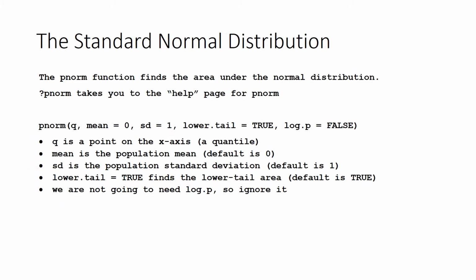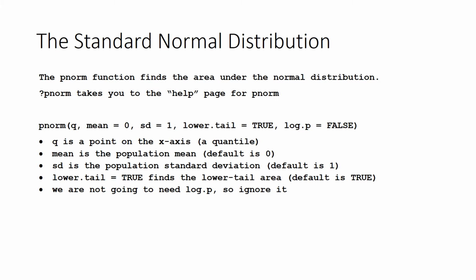Let's look more closely at pnorm. The name of the function is pnorm, and the values inside the parentheses are called arguments. The first argument is q. This stands for quantile, and it's a value along the x-axis. The second argument is the mean, and it equals 0. This is the default value for the mean, so if you leave this argument out, R will automatically use mean equals 0. The third argument is sd. This stands for the standard deviation, and the default value is 1.